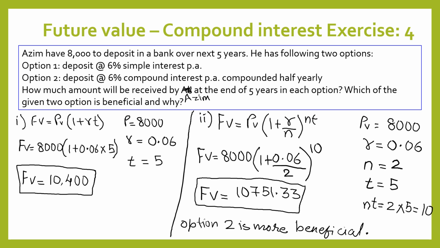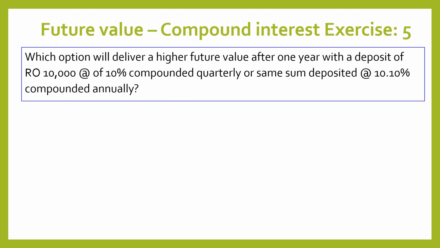Okay, so the last question we will do. Which option will deliver a higher future value after 1 year with a deposit of 10,000 at 10% compounded quarterly, or the same sum deposited, means 10,000 deposited at 10.10% compounded annually. So both are compounded, one quarterly, one annually. So in option 1 n will be 4, in option 2 n will be 1. So just write it down. We will do the solution.